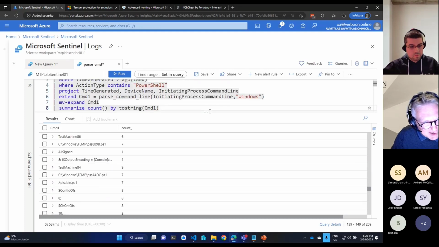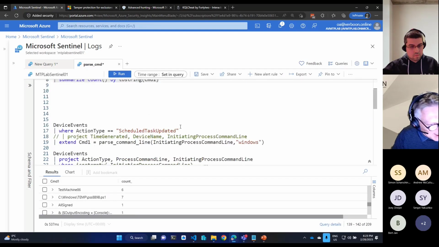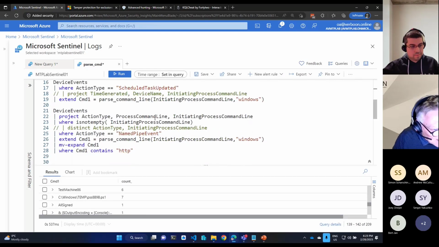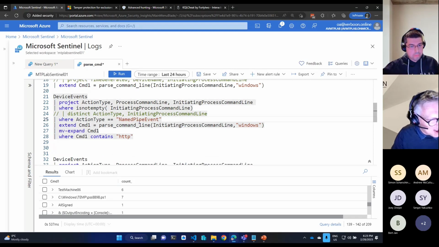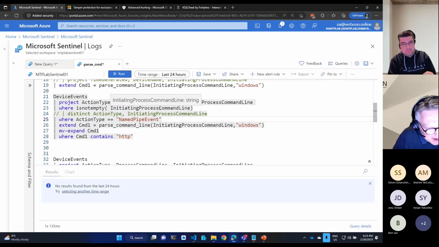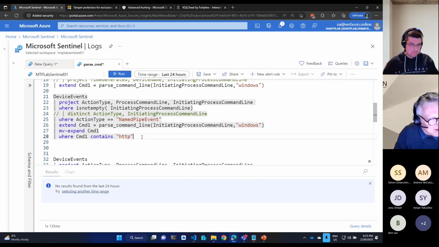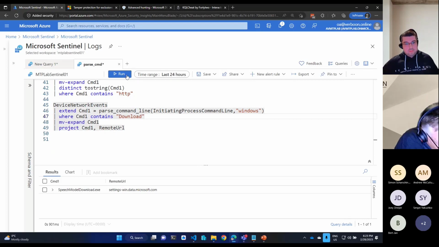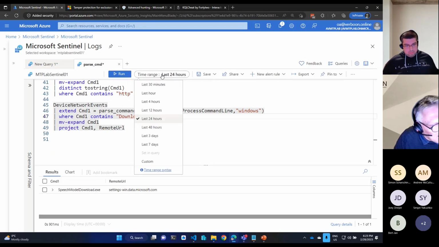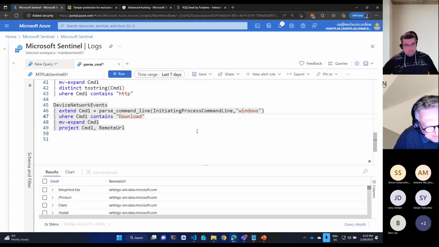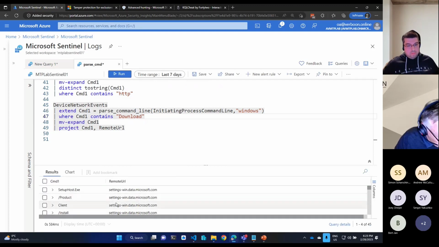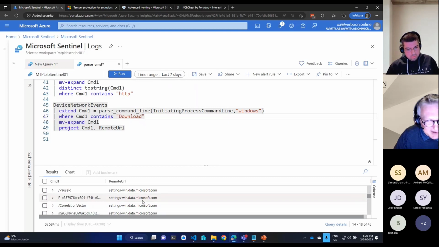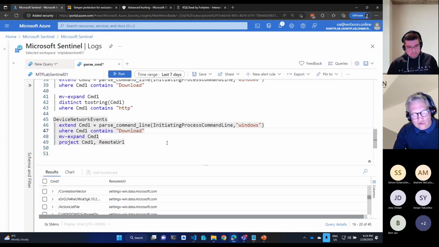Of course, you can do that with any table. So here, I did this with named pipe. I caught the named pipe events, and my attention was brought to a named pipe that had HTTP in it. You can do, of course, also device network events where you want to look for download. Let me change this one. And of course, we see a lot of Microsoft download stuff in here. But yeah, no rocket science really.